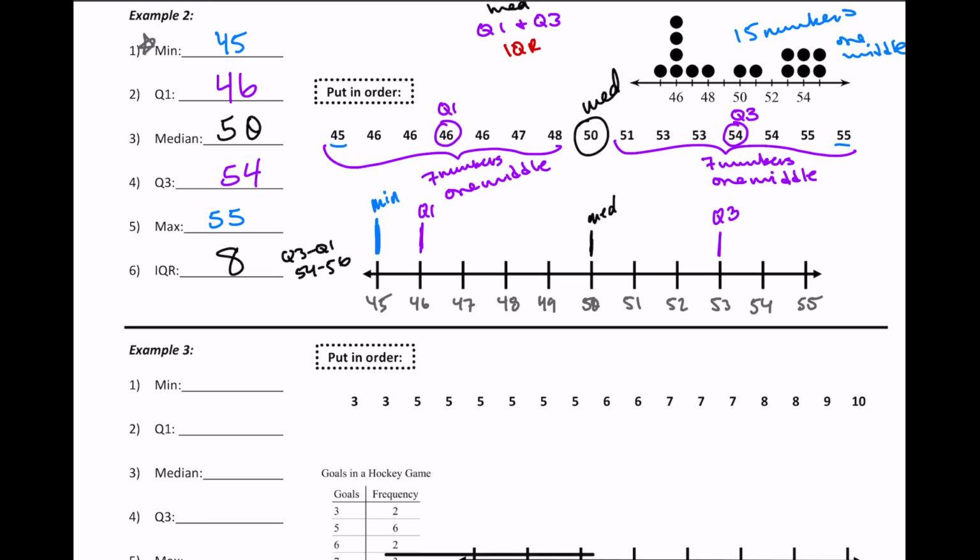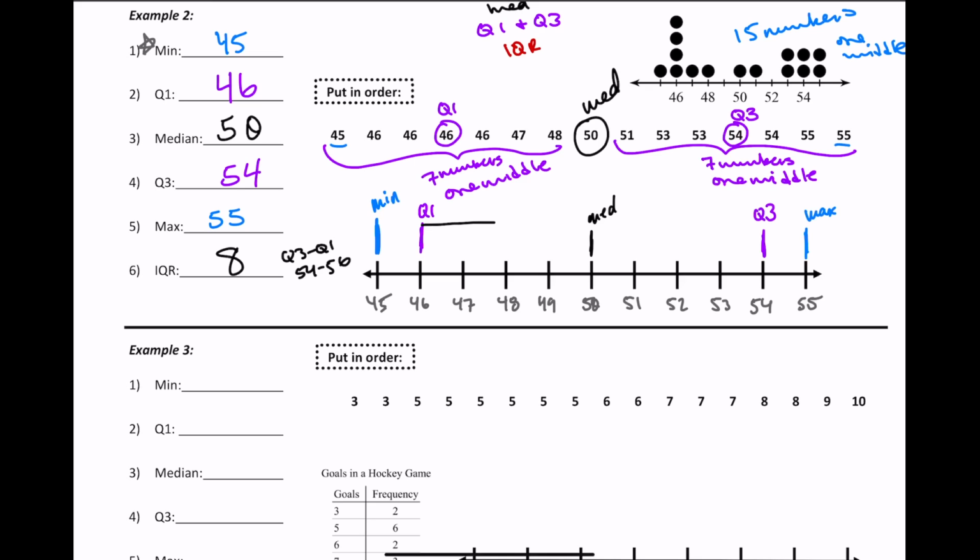Is that right? No, it's not. You guys, did you catch that? It's not 53. It's 54. Okay, and then we have our maximum, 55. Okay, so now we're going to draw a box.